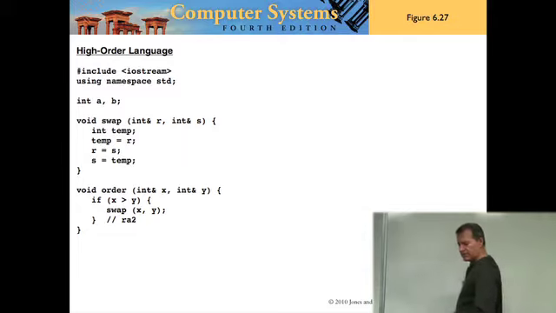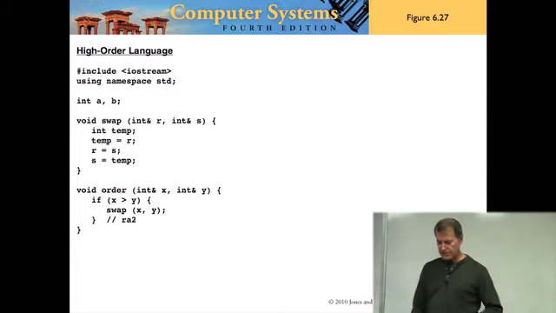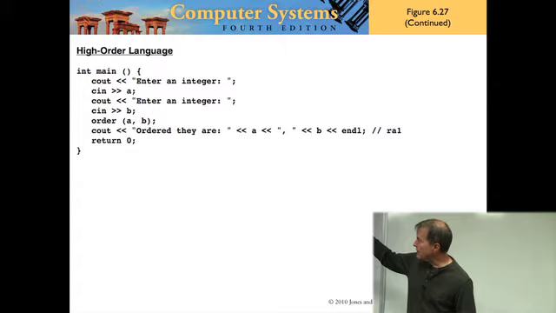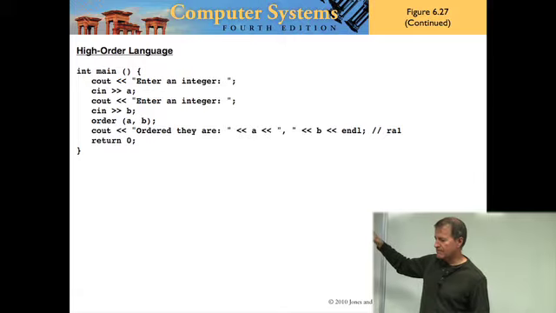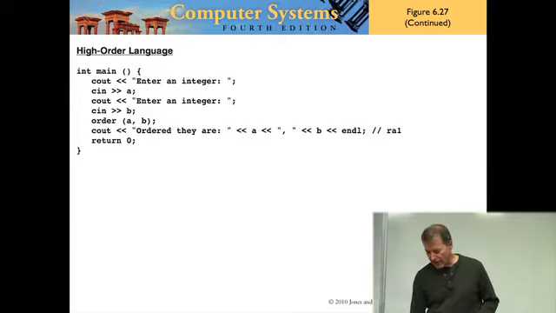Do you remember this example? Actually, let's go to the main program first. What this main program does is say enter an integer, cin A. Cout, enter an integer, cin B. And then now we're calling order A B. Are you with me? Now, what are A and B, actual or formal? Actual. Those are the actual, right? So, how does order work?